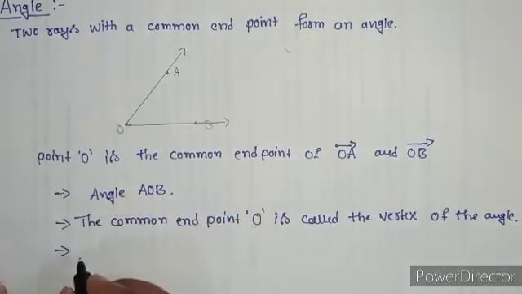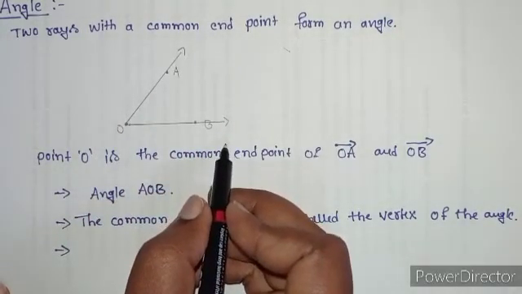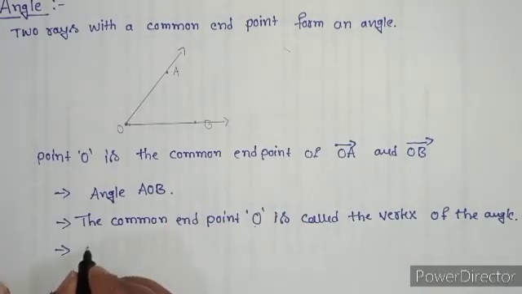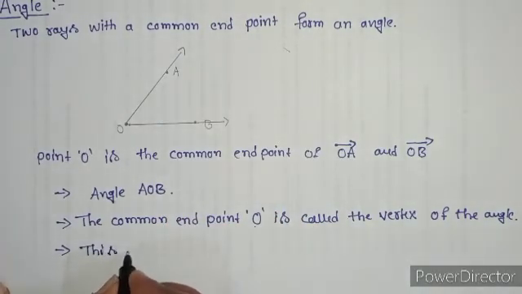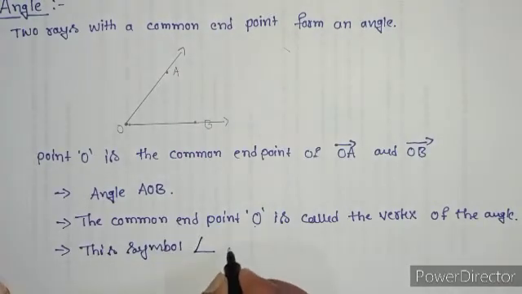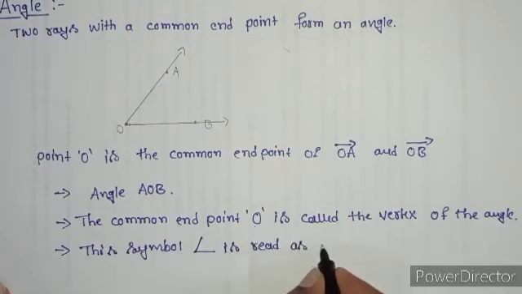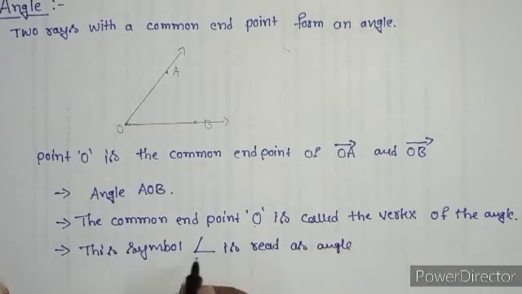We represent angle AOB with a symbol. This symbol is like this, and it is read as angle. In our day to day life, we can visualize angles in a slice of pizza, a slice of bread, the hands of a clock, and so on.